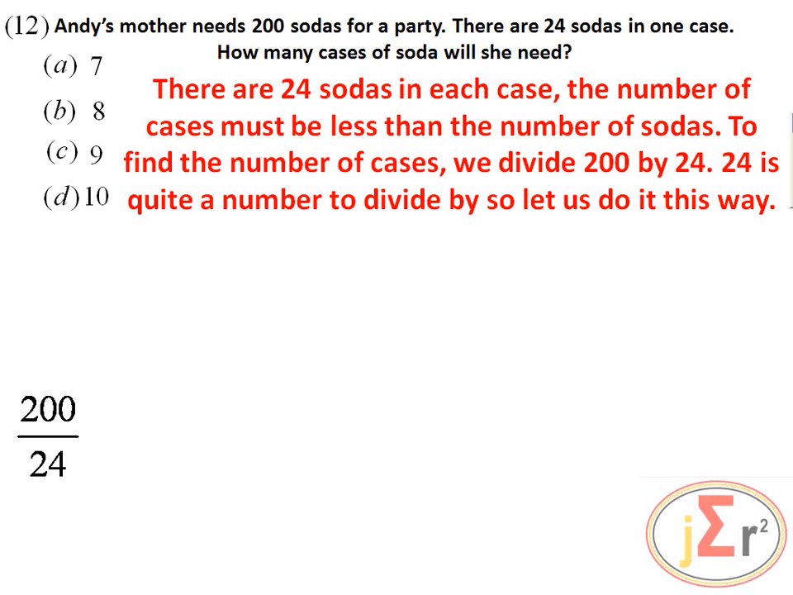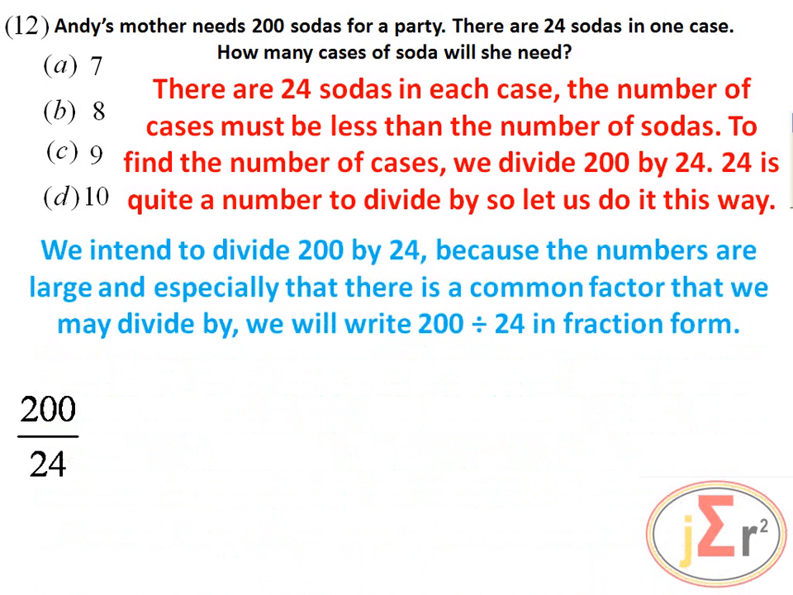24 is quite a number to divide by. So let us do it this way. So instead of dividing 200 by 24, we realize that 200 and 24, they have what? Common factors. So tell me a number that you know that can go into 24 and it can go into 200. Jerry? 4. Right. We intend to divide 200 by 24, but because the numbers are quite large, and there is a common factor, we may divide by it.